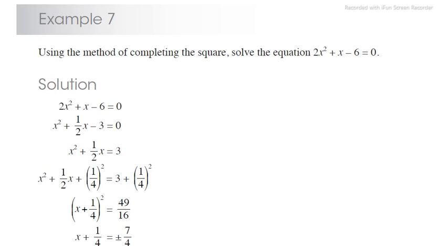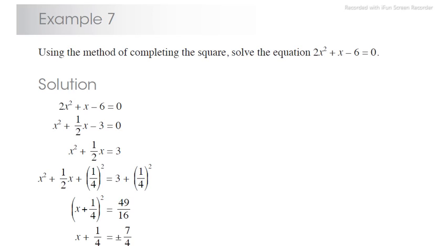In example 7, we are supposed to use the method of completing the square to solve the equation 2x squared plus x minus 6 equaling to 0. So our first step is to make x squared independent, or to make its coefficient become 1. That is done by dividing throughout by the coefficient of x squared, which is a 2. So if we divide throughout by 2, we shall end up with x squared plus a half x minus 3 equaling to 0.